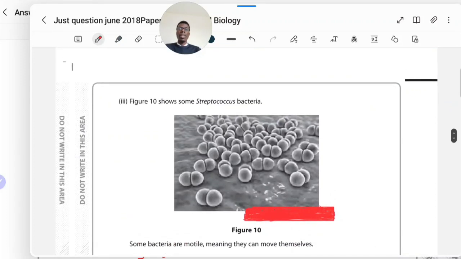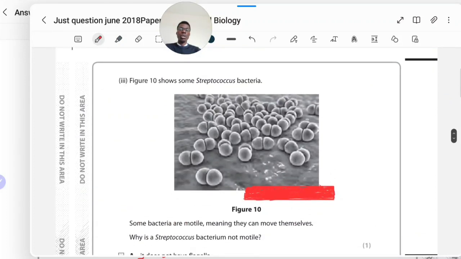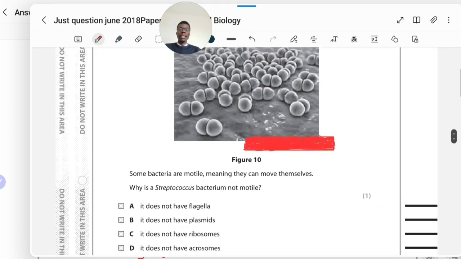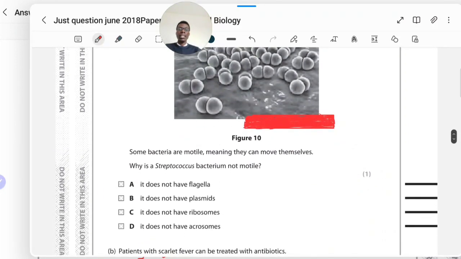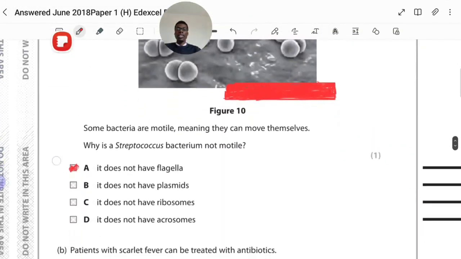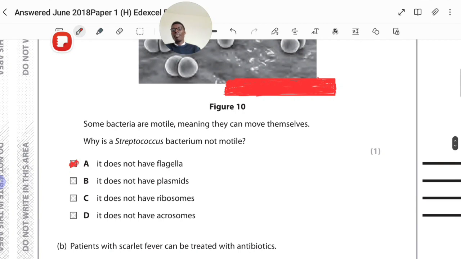All right. Now, next question here. Figure 10 shows some Streptococcus bacteria. Some bacteria are motile, meaning they can move themselves. Why is Streptococcus bacterium not motile? It's simple. One of the options here is the answer. Because it does not have flagella. Flagella is that if you draw a bacterium cell like this, it has this thing with which it uses to swim like that and move anywhere it needs to move to.